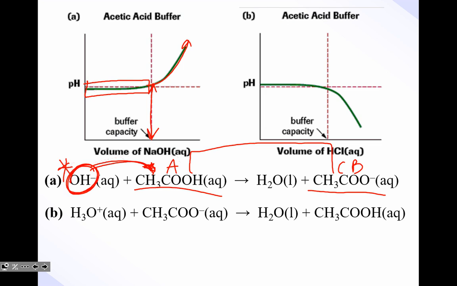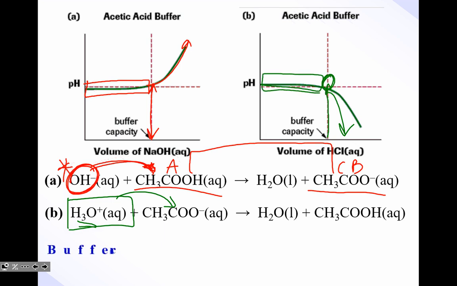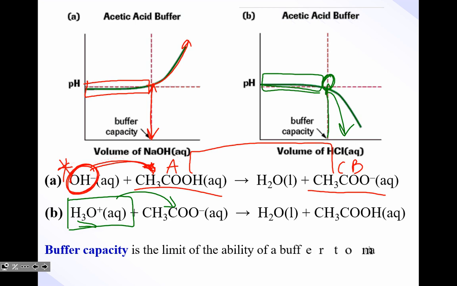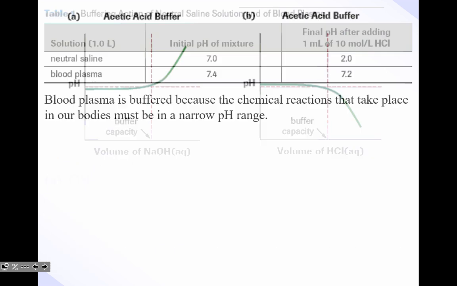If I add hydronium, a small amount of acid, it's going to react with the conjugate base. There's my conjugate base. And it too has a capacity, a buffer capacity. So after this point, obviously the pH is going to go down because then I'm going to have more hydronium. But a buffering system, remember, is this point here where the pH is maintained, it doesn't change. A buffer capacity is the limit of the ability of a buffer to maintain a pH level.